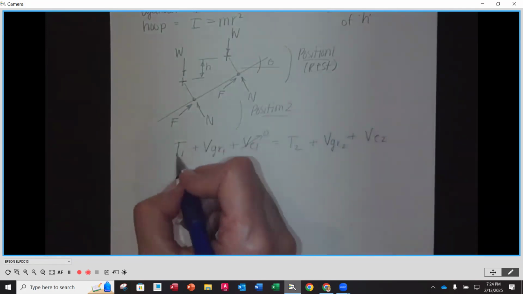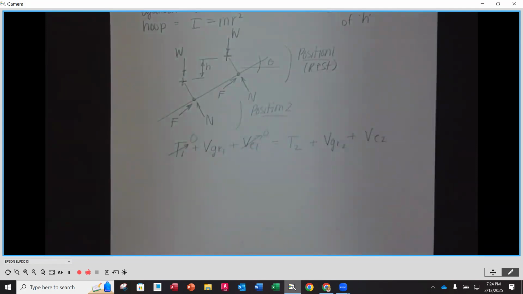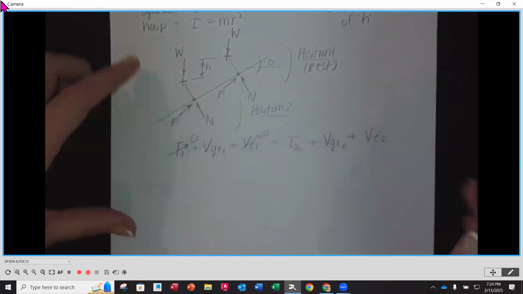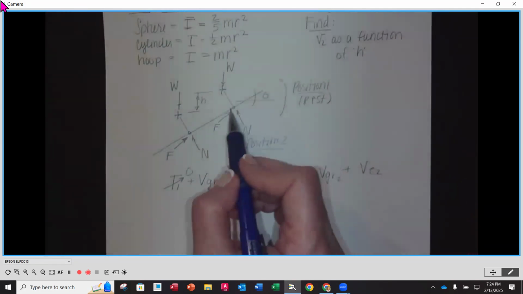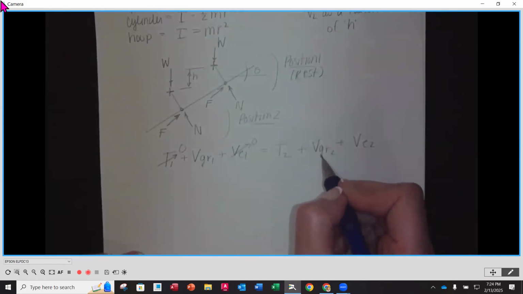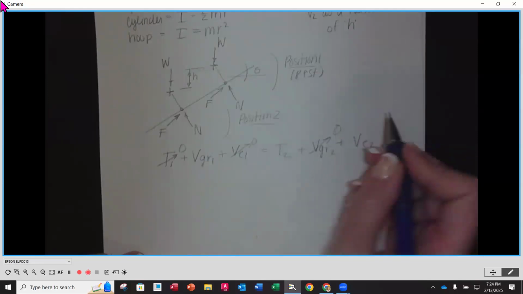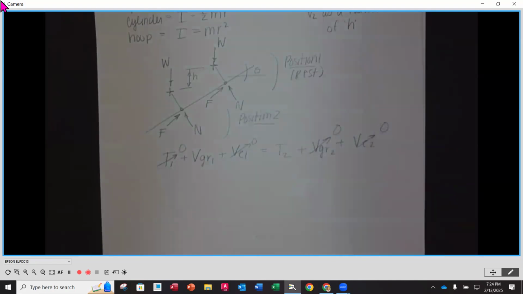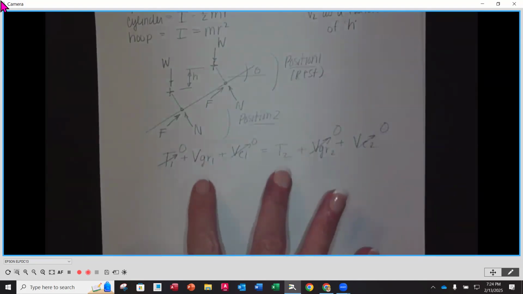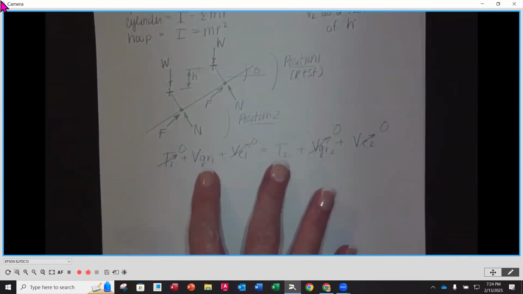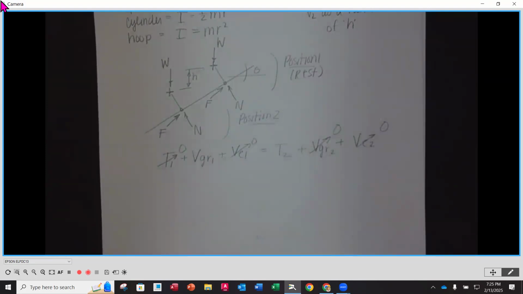Now T1, because we're starting from rest, that's also going to be 0 on the left-hand side. T2, that's when we get down here. That's going to be the second position. Because we are just comparing from our start to this position right here as a function of H, our gravitational potential energy is exhausted, so that's going to go to 0. And so will the elastic. So the only 2 terms that we have to deal with are the gravitational potential energy, which is going to be equal to the kinetic energy final at that position number 2.